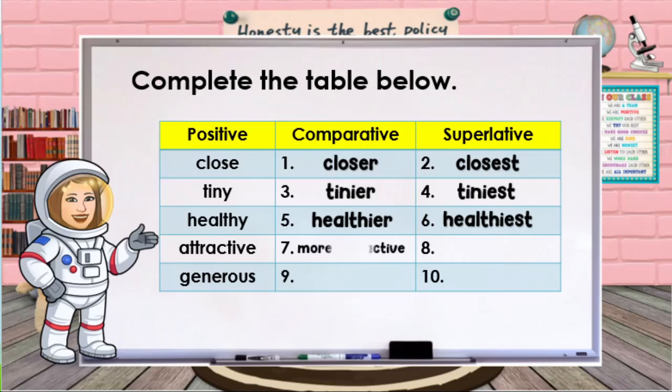Number 7 is more attractive. Number 8 is most attractive. Number 9 is more generous. And last, number 10 is most generous. I hope all of you got the correct answers.